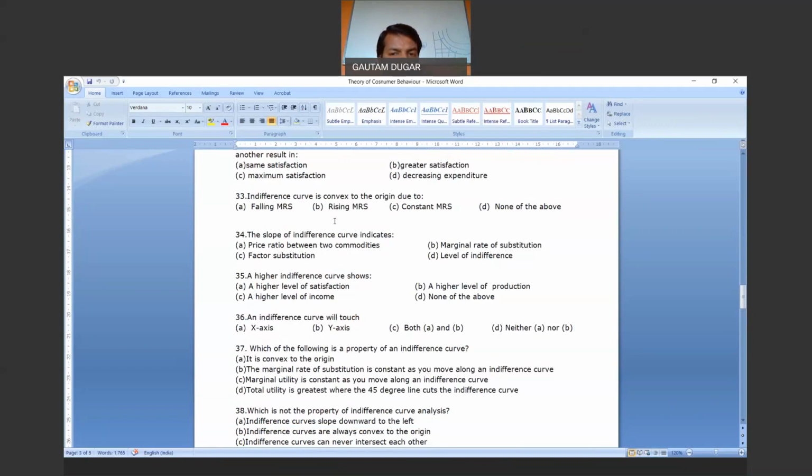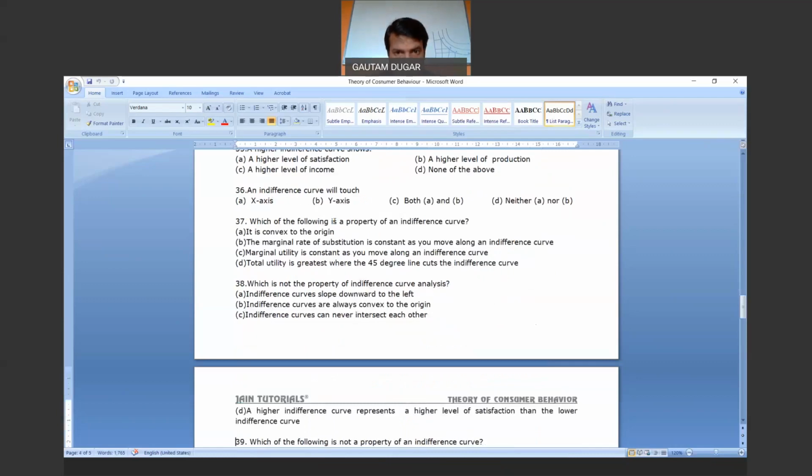36. An indifference curve will touch neither the x-axis nor the y-axis. 36 answer D. An indifference curve will not touch any of the axes. 37. Which of the following is a property of an indifference curve? The property we know is convex to origin, but the rest three are not the properties.